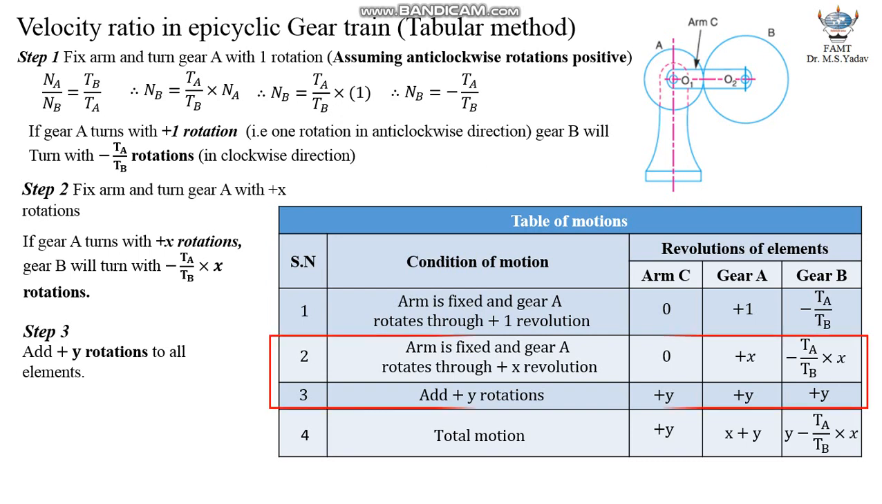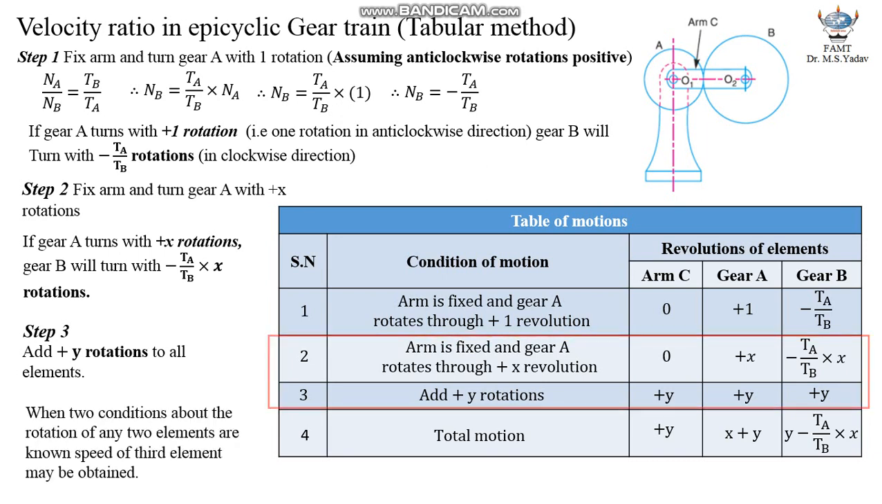Do not forget that for calculating total motion, step number 2 and step number 3 are to be added together. Now, if two conditions about rotation of any two elements are known, then speed of third element can be obtained using this table of motion.